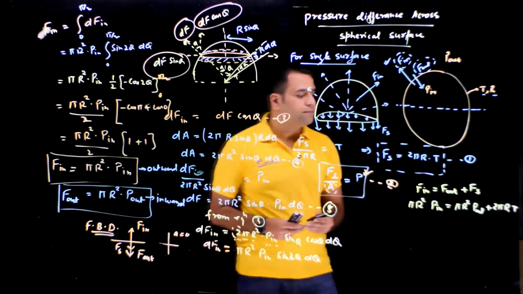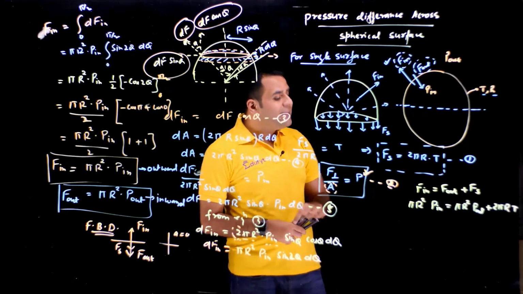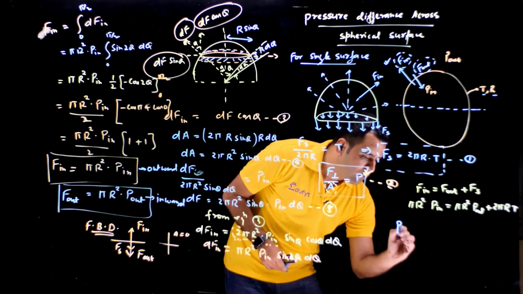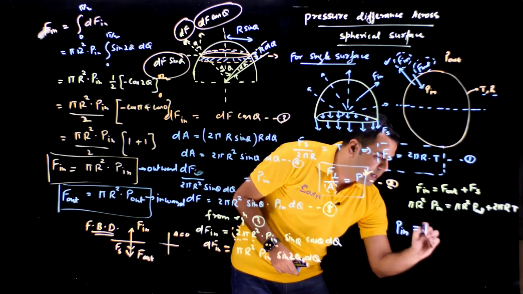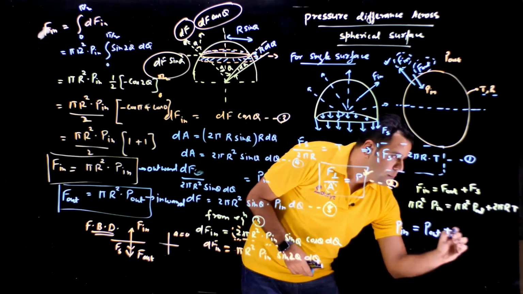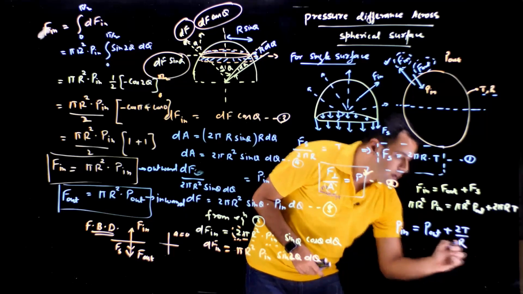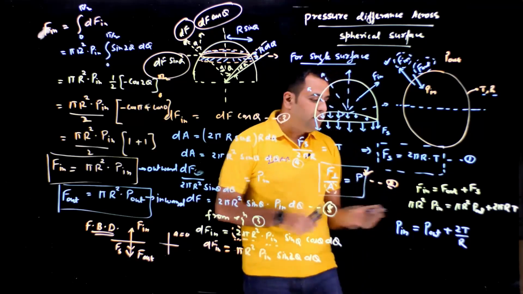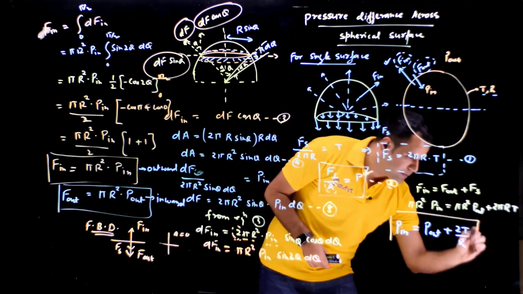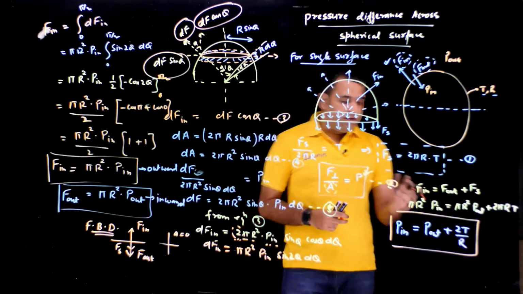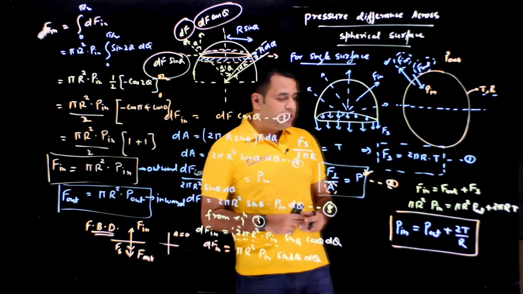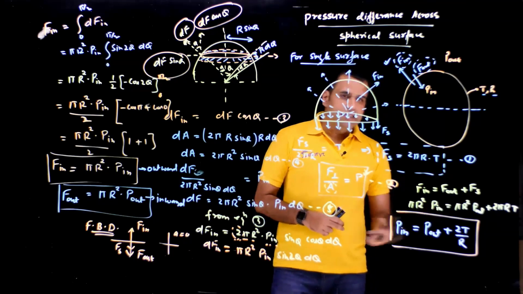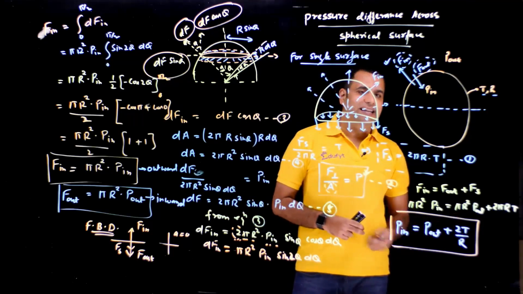So if we rearrange this equation, or we can divide this whole equation by pi r square, we'll get the relationship P in is equal to P out plus 2T by R. That's the relationship we are getting between the inside pressure, outside pressure and the surface tension. From this relationship you can see the inside pressure and the outside pressure are not the same. They are different.